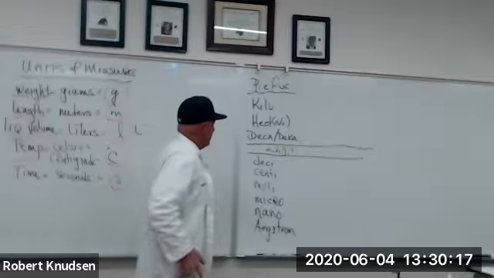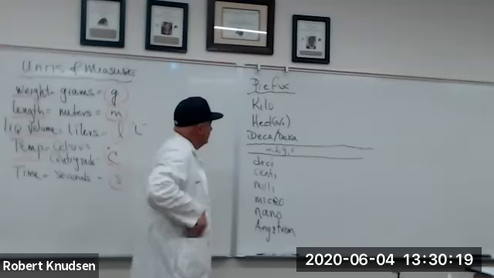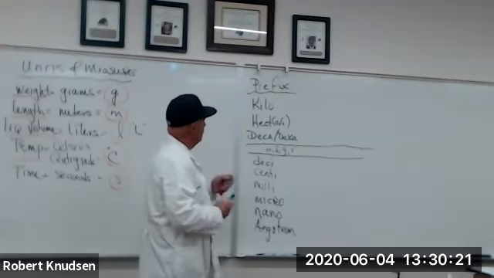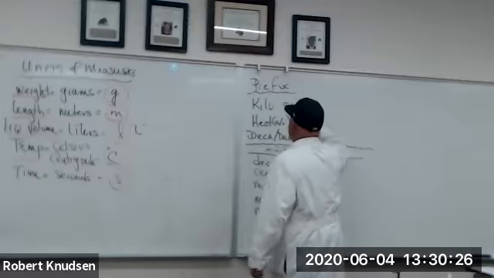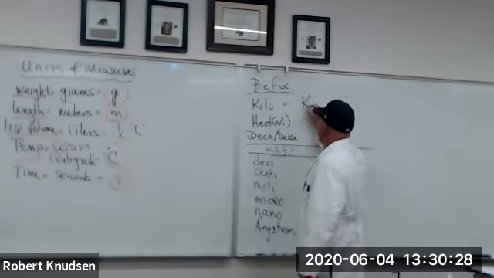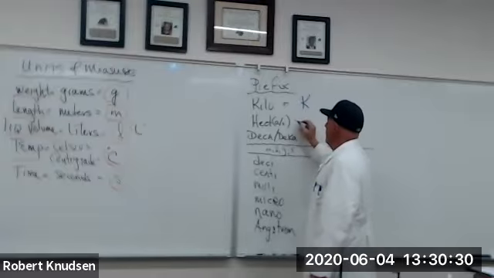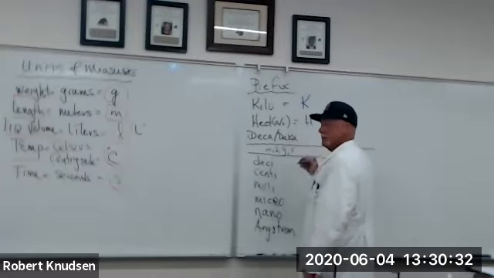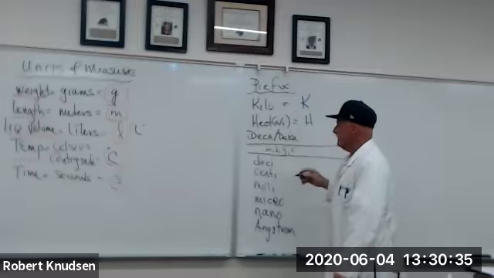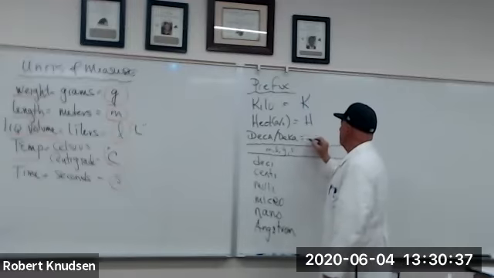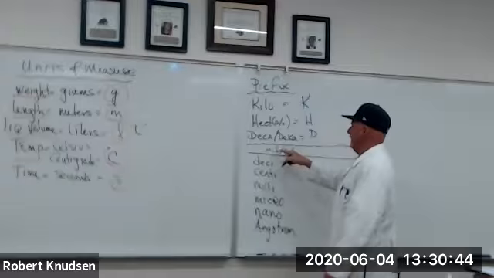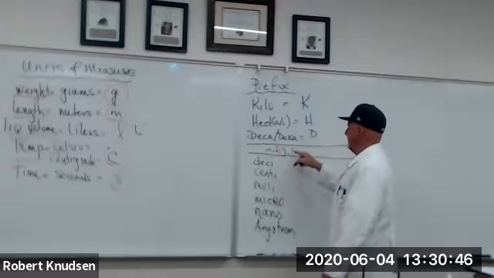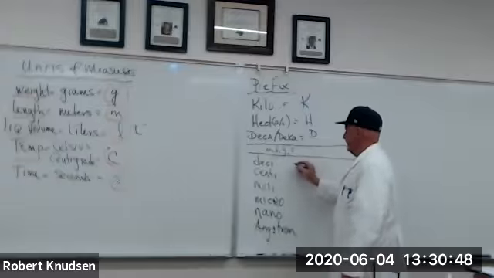Now, I'm going to change colors for you. We'll do it in blue. Kilo. We abbreviate that with a capital K. Hecto, capital H. See, big capital letters. Deca, D-E-C-A, capital D. Meter, liter, grams, seconds. That's written there for you.